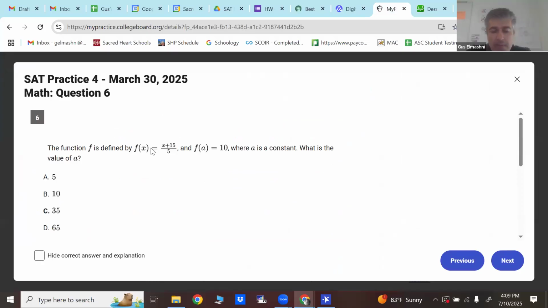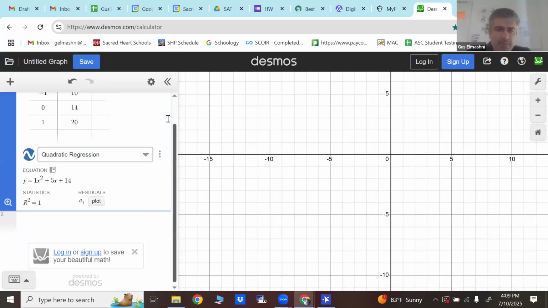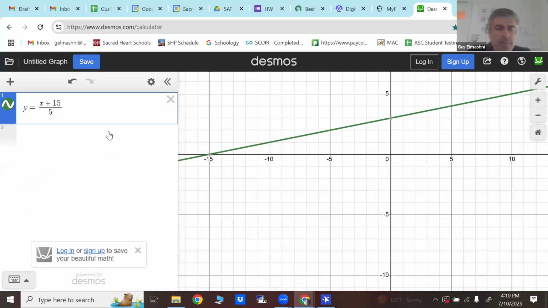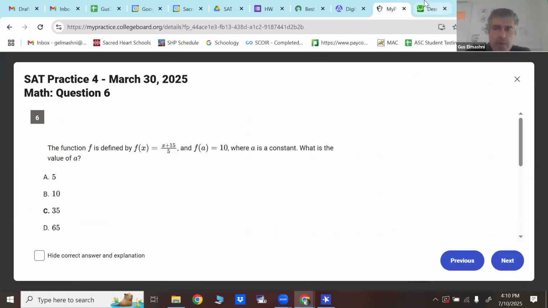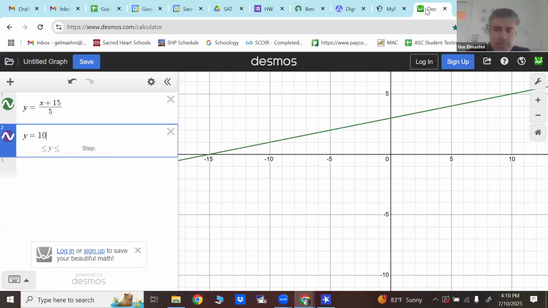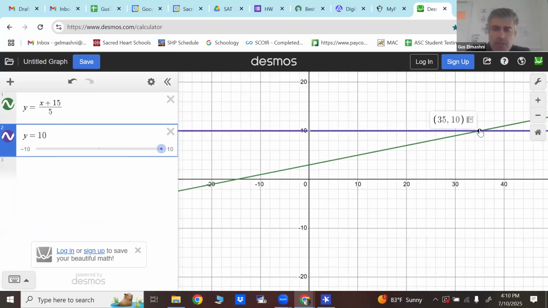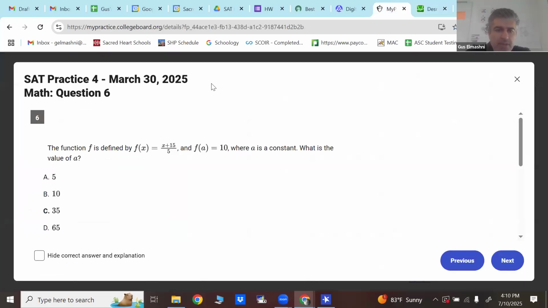Here, remember f of x is y equals x plus 5 over 15, and f of a is y equals 10. What is a? So what is the x coordinate? Well, you can do it by hand if you want, or you could just do this. Y equals x plus 5, over 15, because my short-term memory sucks. Y equals 10. So you have 35 comma 10, and x is 35.